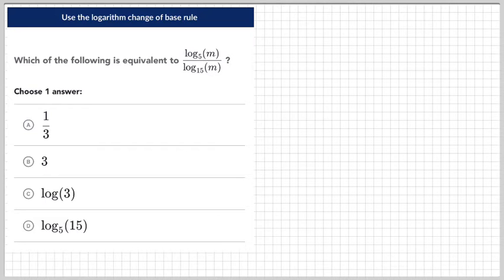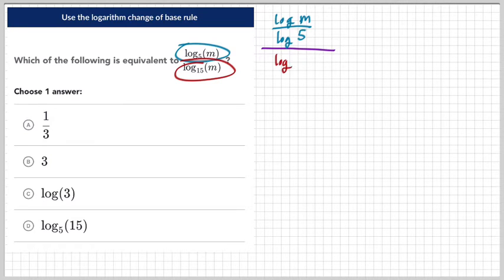Okay, now, normally people like to use a natural log because it's only 2 letters to write. But we're going to use the common log, so let's go to the top first. Okay, so for the top one, we're going to go log of m divided by log of 5. Okay, these are log base 10s. And then for the bottom, it's log of m divided by log of 15.